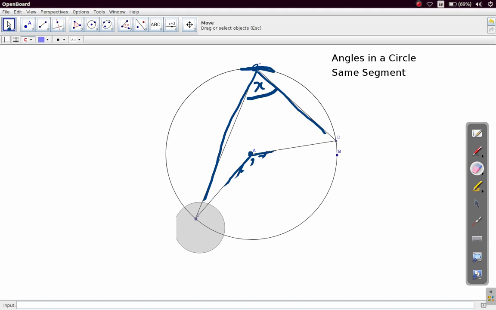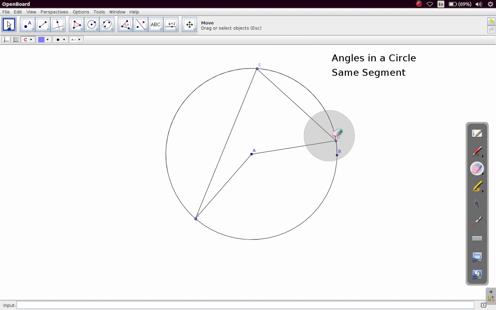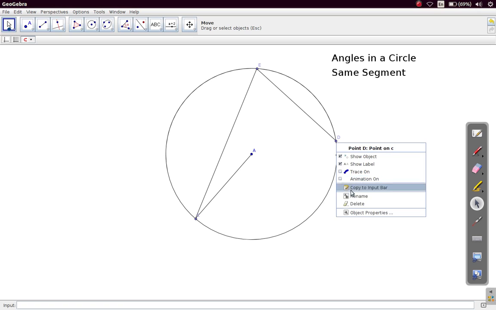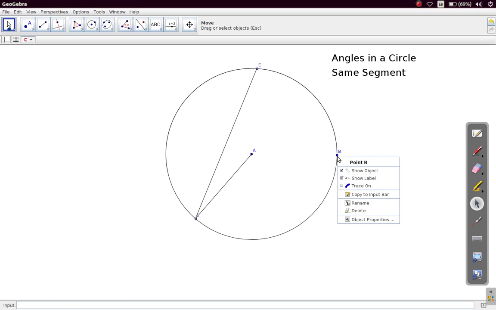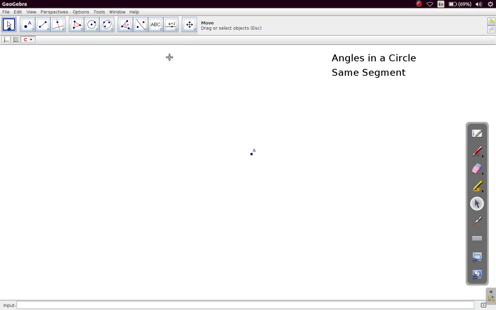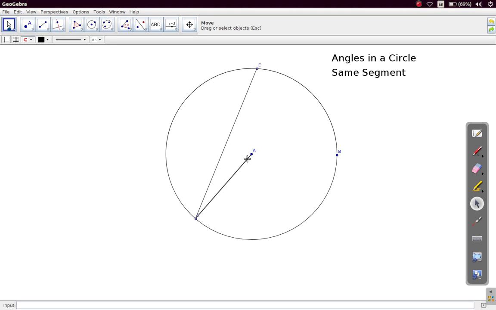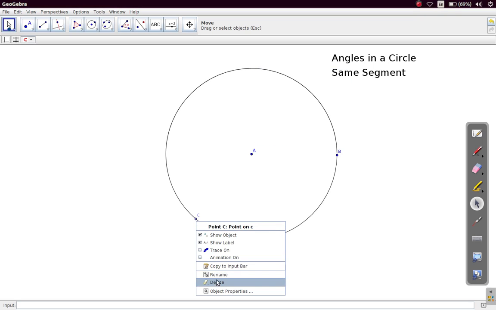All right. Now, let's look at angles in the same segment. Let me make some adjustment here. Let me delete this. I accidentally deleted my circle, I want my circle. Let me delete this radius and this chord, and delete this point and this point as well.